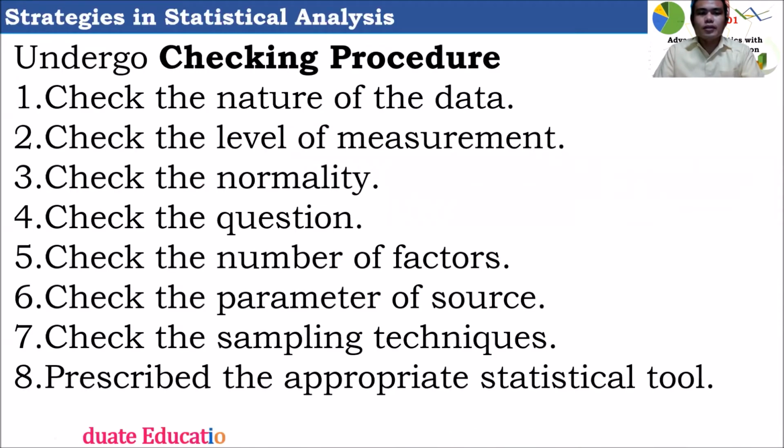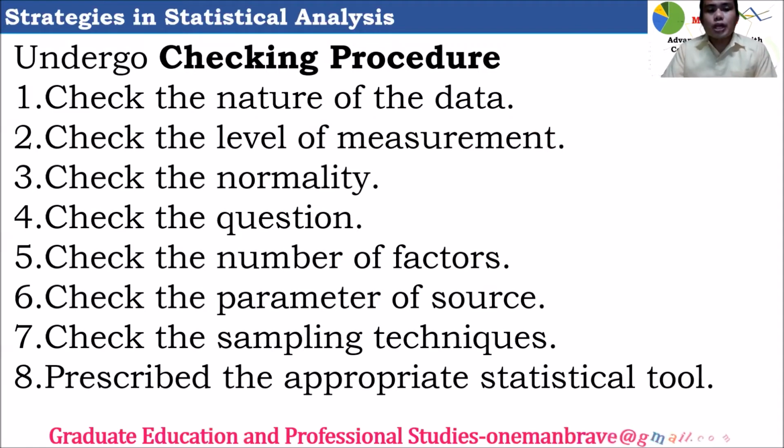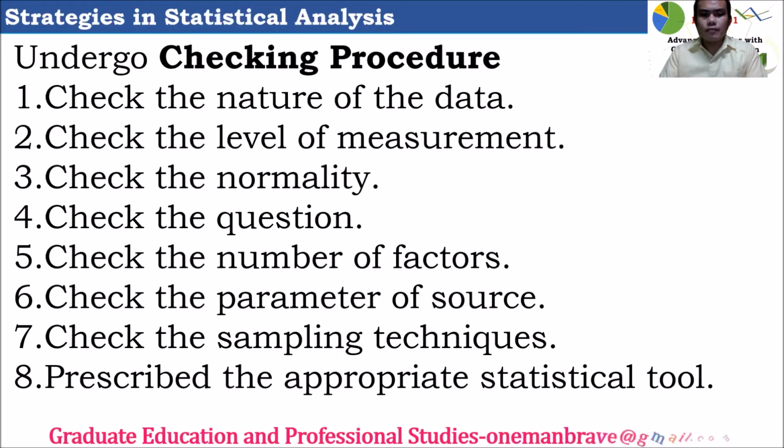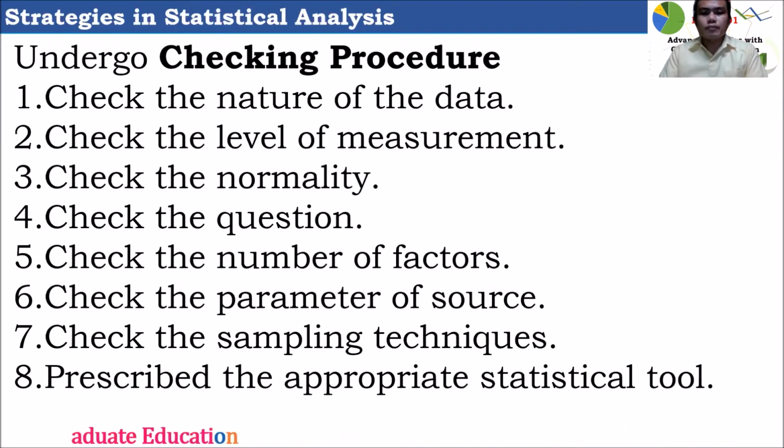Now, here are my strategies. You need to undergo this checking procedure. The first thing is you check the nature of the data. Second is you check the level of measurement. Third, you check the normality of the data. Fourth, you need to check the question where you are going to apply the statistical tool. Number 5, you check the number of factors you are going to compare. And number 6, you check the parameter of source. Where does your data come from? Number 7, you check the sampling technique that was used. And number 8, prescribe the appropriate statistical tool.